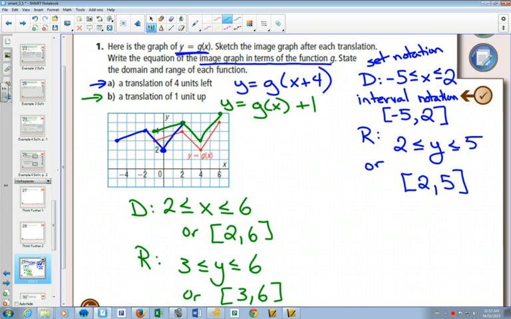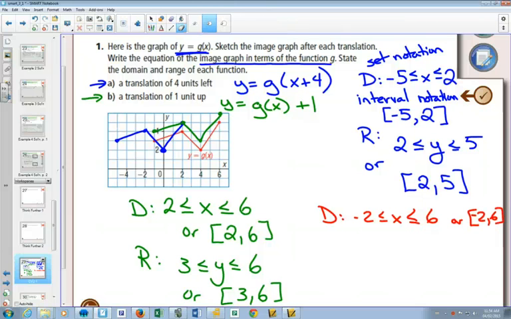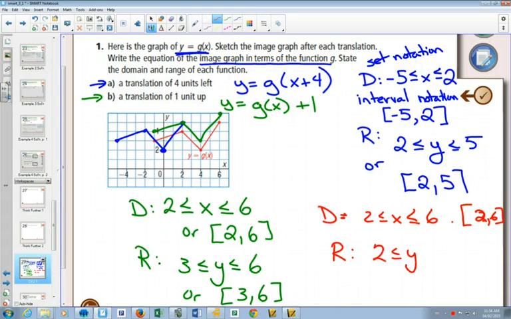Now one of the things they want you to notice in this question is if we looked at the domain and range of our original graph, which is in red. If I look at my domain from my original graph, it is -2 less than or equal to x less than or equal to 6, or -2 to 6, no, +2, sorry. And if I look at the range of my original graph, it goes from 2 to 5.